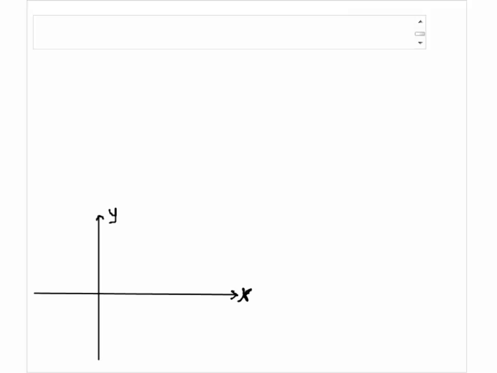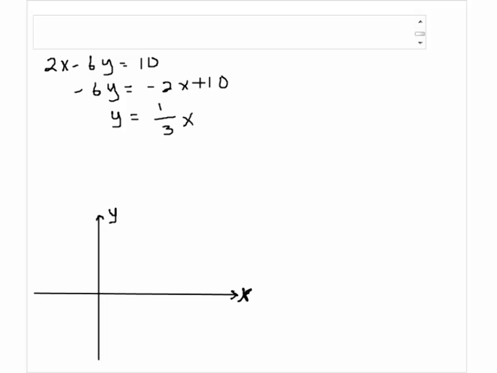Find the slope of the line and graph it. So we have 2x minus 6y equals 10. To find the slope of the line, first we solve the equation for y. So negative 6y equals negative 2x plus 10. By dividing both sides by negative 6, we have y equals 1/3 x minus 5/3.